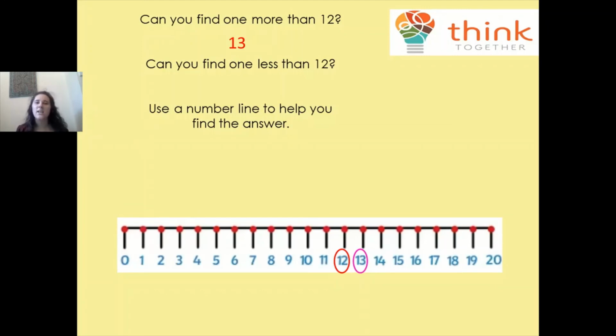Well done. If we're finding less, that means the number's going to get smaller. So we need to jump backwards. Now, I've already found 12 here. So I need to start from 12 and do 1 jump backwards. Can you see what number it's landed on? What number is it? That's right, it's landed on number 11. So that must be my answer.